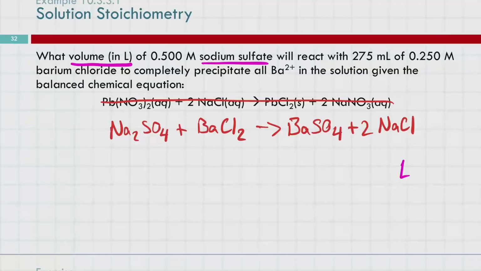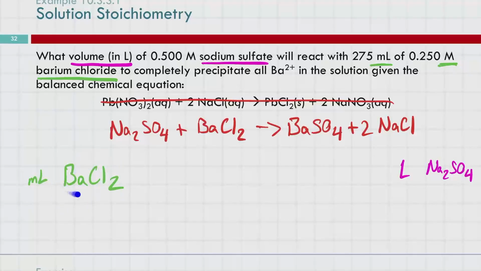So we are trying to find volume in liters, sodium sulfate. The other chemical that we were given is barium chloride. So we are starting with barium chloride. We were given a volume, and we were also given a concentration. So we are going to be starting with milliliters of barium chloride, and our goal is to get all the way over to liters of sodium sulfate. So we have to switch chemicals.